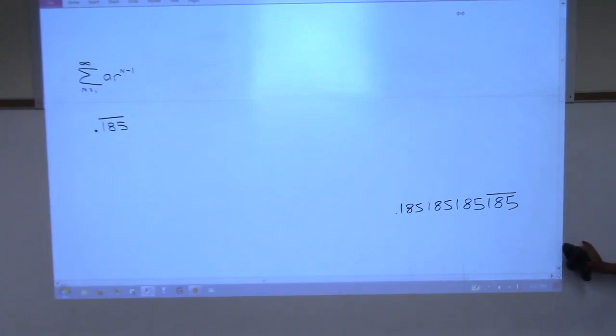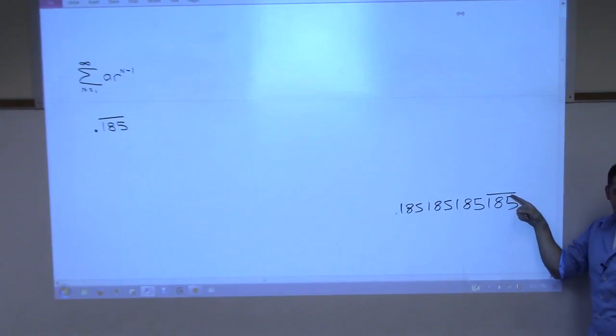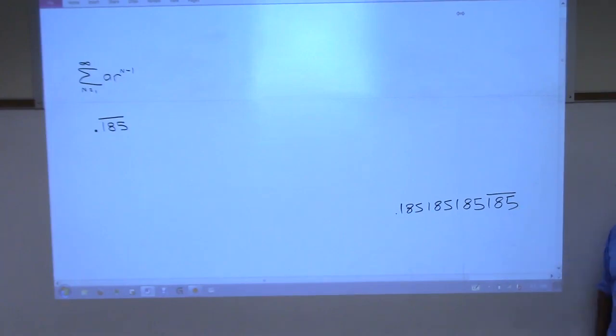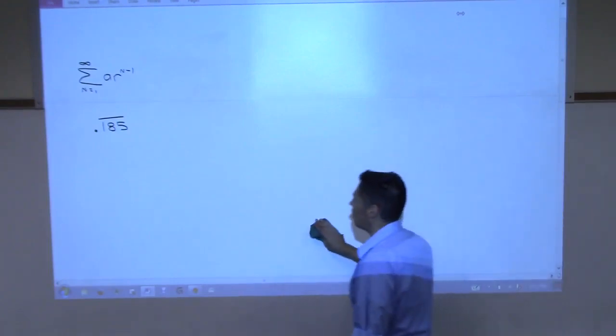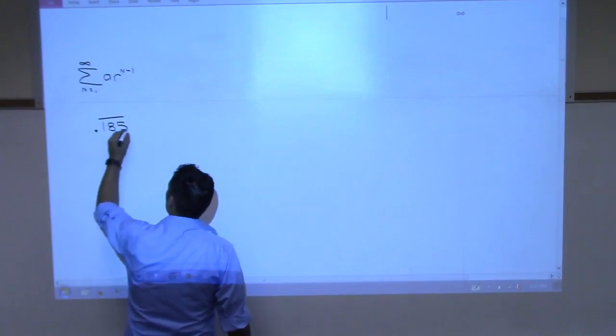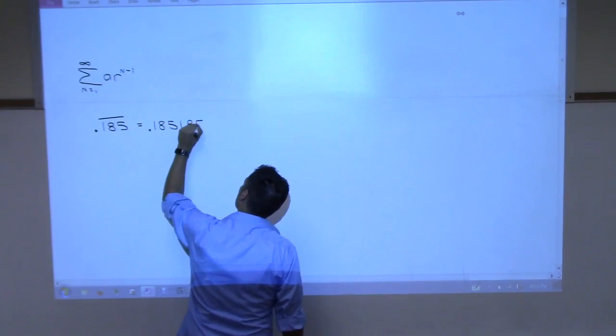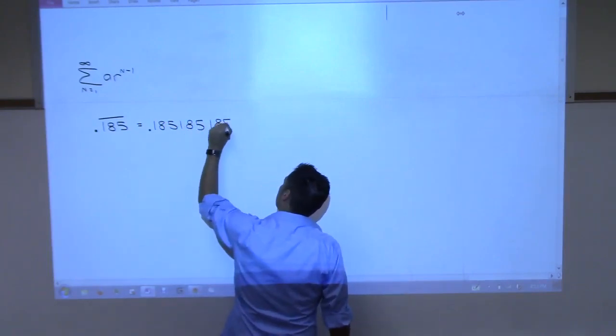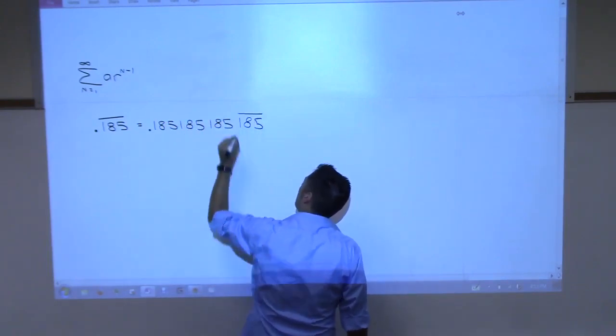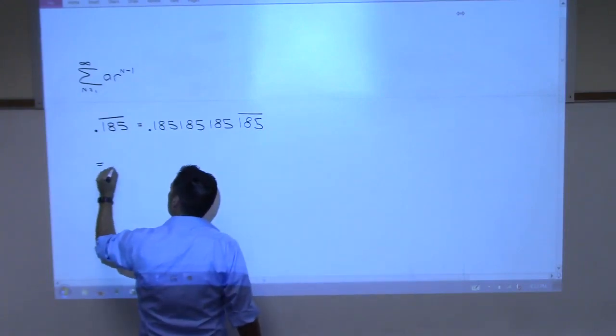And again, you could use your calculator for this? Is there a way to tell your calculator you want to repeat forever? I don't think there is. Yeah, so, okay. This is somehow connected to geometric series. Somehow. So let's start working with this. 0.185 repeated is 0.185, 185, 185, 185.